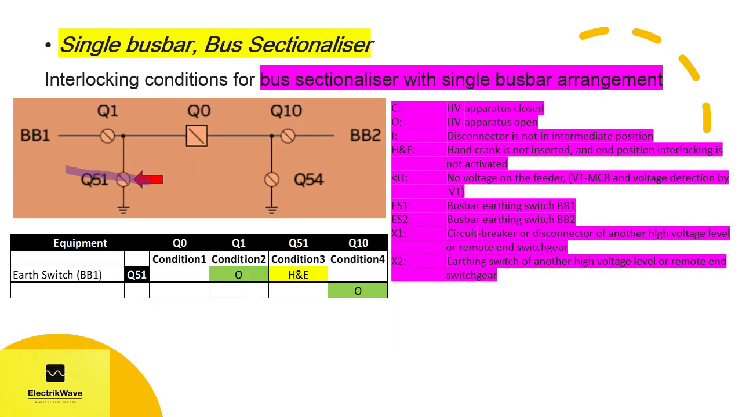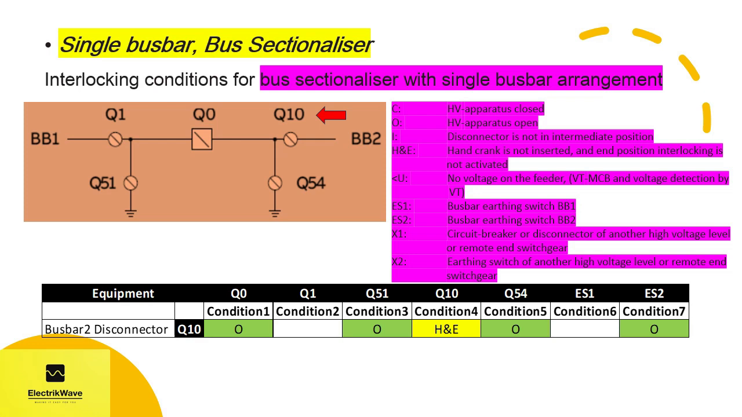Here Q51 is switchable if conditions 2, 3 and 4 are fulfilled. That is, busbar 1 disconnector is open, then earth switch Q51 hand crank is not inserted and end position interlocking is not activated. Or Q51 is switchable if condition 4 is fulfilled. That is, busbar 2 disconnector is open.